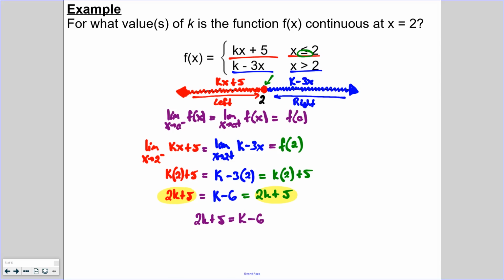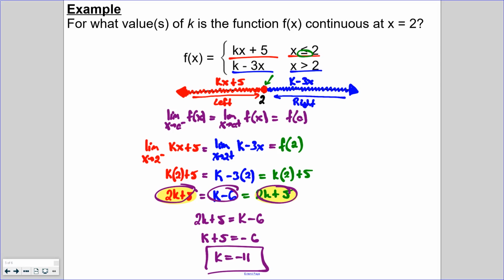And now we just solve for k. So I'm going to subtract k from both sides to get k plus 5 equals negative 6. I'll subtract 5 from both sides to get k equals negative 11. And that, ladies and gentlemen, is the k value that will make all three of these pieces equal the same number, which will make our function continuous at x equals 2.